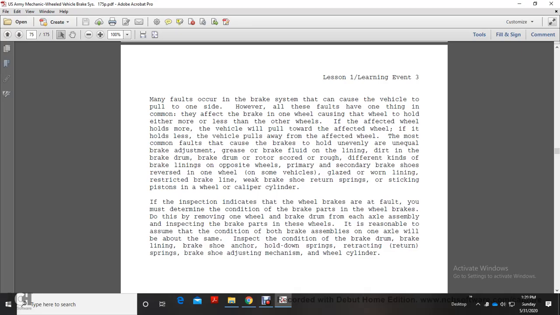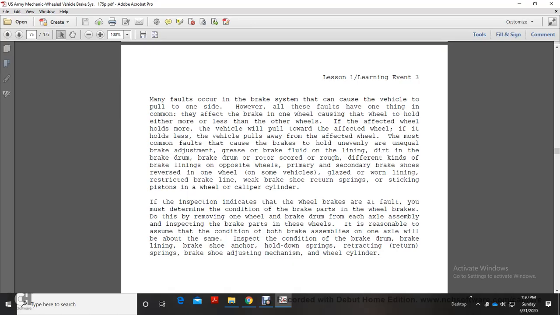The most common causes of uneven brake hold are uneven or unequal brake adjustment, grease or brake fluid on the lining, dirt in the brake drum, scored brake drums or rotors, different kinds of brake lining on opposite wheels, primary and secondary brake shoes reversed on one wheel on some vehicles, glazed or worn lining, a restricted brake line, weak brake shoe return springs, and sticking pistons in the wheel or caliper cylinder.